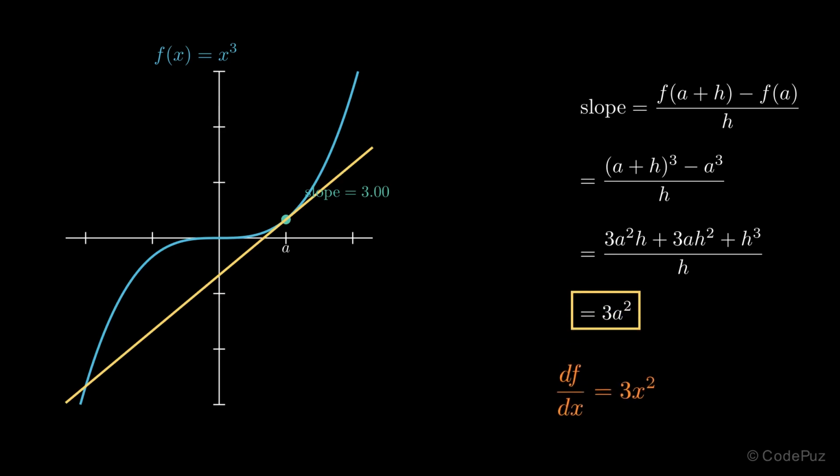That number is the slope at one point. But nothing tied us to a single point. The very same limit works everywhere, and it hands us a formula. The derivative of x cubed is 3x squared.